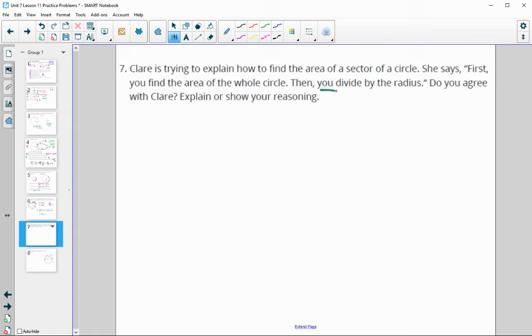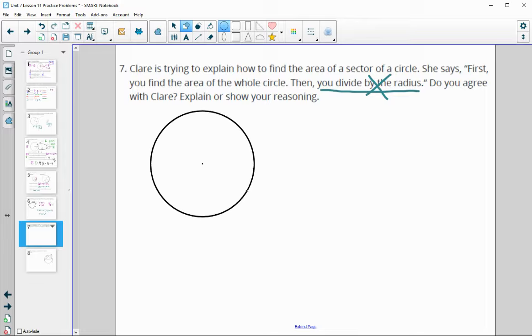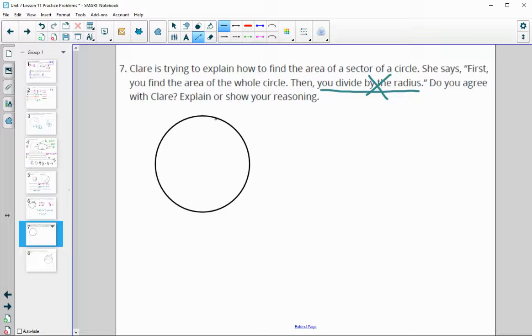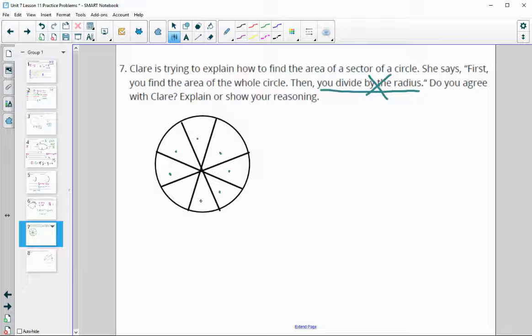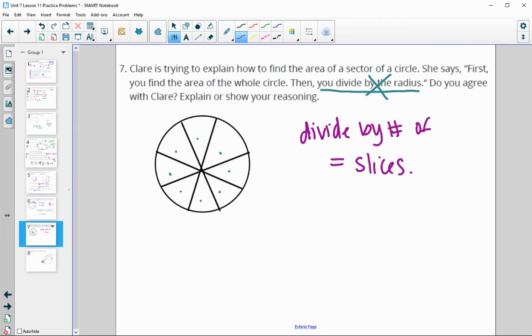Okay, so we're not going to divide by the radius. You want to divide by how many pieces. So if we had this circle split into equal chunks, we wouldn't divide by the radius. We would want to divide by the number of chunks that there are. Now, those aren't obviously equal, but we would want to divide by how many slices there are. So divide by the number of equal slices, not how long the radius is.